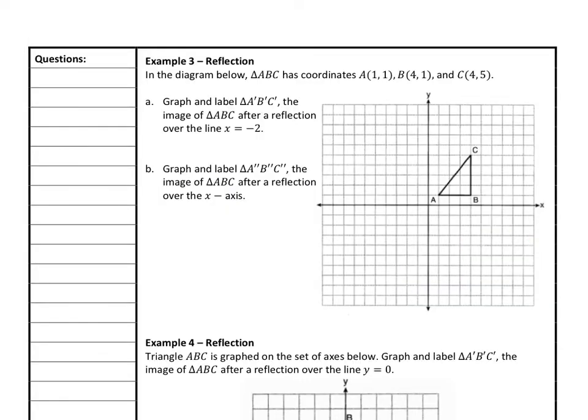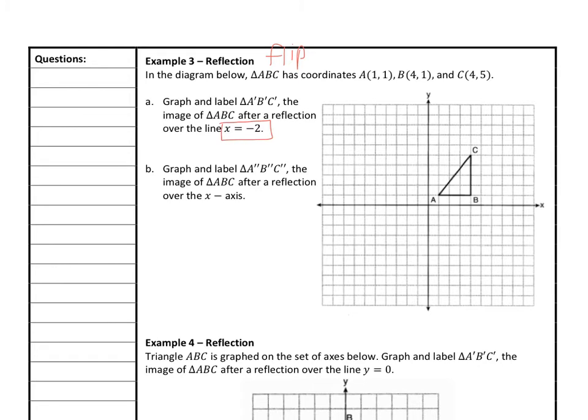Okay, so when we're looking at reflection, remember that reflections are flips. We're going to do some back flips here in just a second. No, I'm just kidding. We're going to flip some triangles, that's all. In the diagram below, triangle ABC has coordinates A, B, and C, so they're already plotted for us, which is kind of nice. And then it says graph and label triangle A prime, B prime, C prime, the image of triangle ABC after a reflection over the line x equals negative 2.